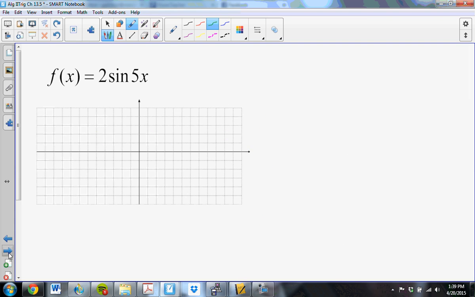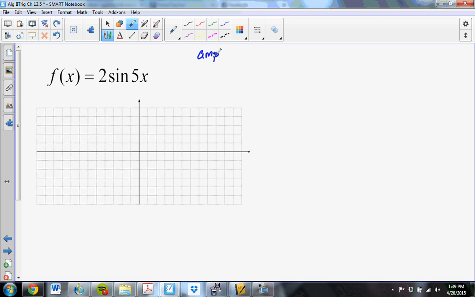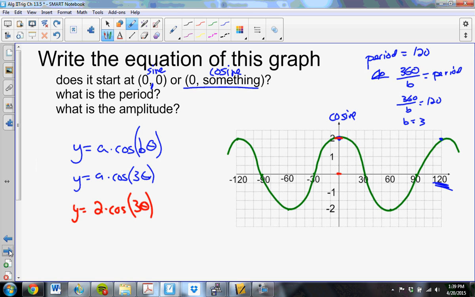Okay, I'll do one more. 2 sine 5x. Well, my amplitude is now 2. My period is now 360 divided by 5. And 360 divided by 5 is 72. So my period is now 72 degrees. This is the last one, yeah.